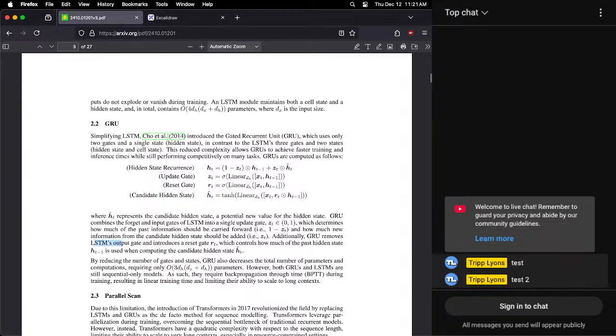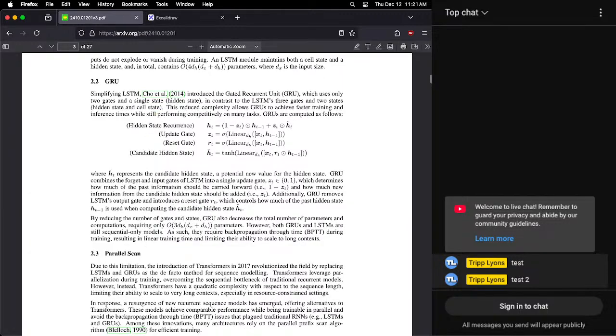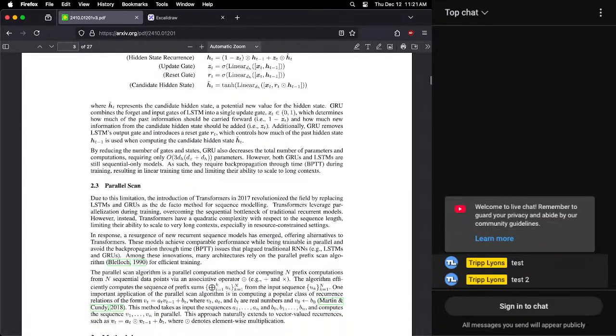Additionally, GRU removes LSTM's output gate and introduces a reset gate, which controls how much the past hidden state is used when computing the candidate hidden state H. So that basically rescales H, it looks like. R, yes. R just scales how much of the previous state you use. Okay. So this is the main introduction, or main thing that this paper introduces to these networks.